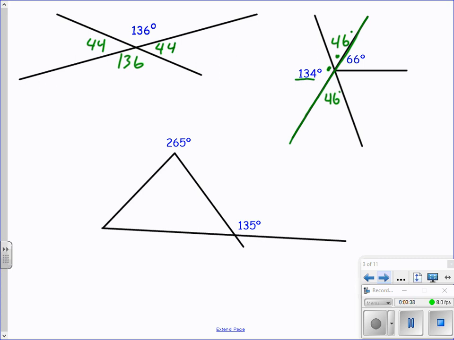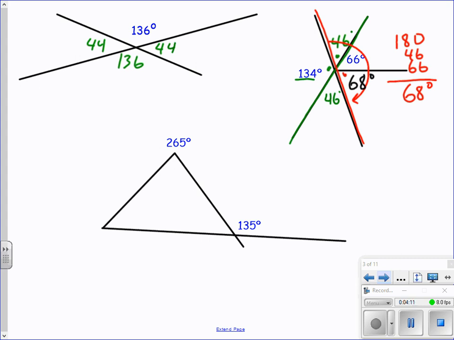And finally, the most difficult one here is this one right here. And you can look for a straight line. So here is a straight line. That means all three of those make 180 degrees. So I take 180. I subtract the two that I know, 46 and 66. Use your calculator. 180, take away 46, take away 66, 68 degrees. So that's got to be 68 degrees in there.